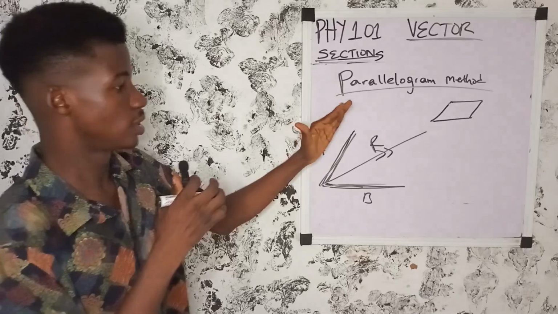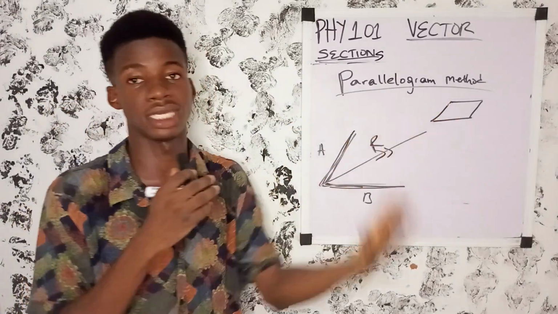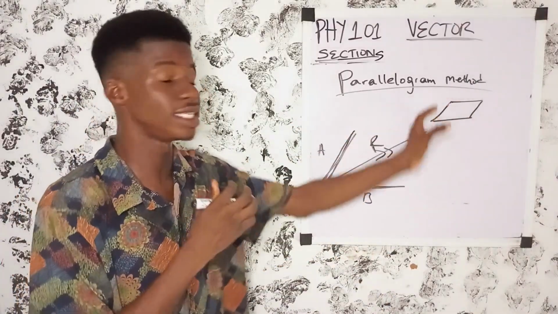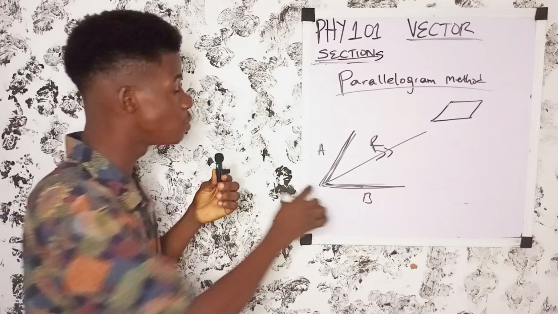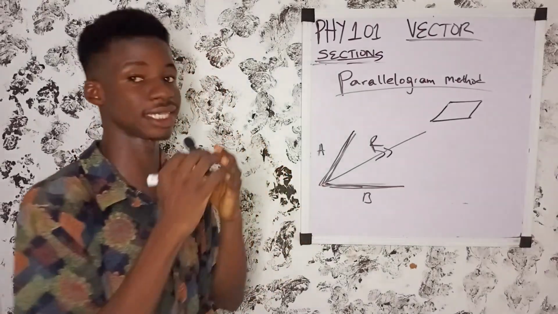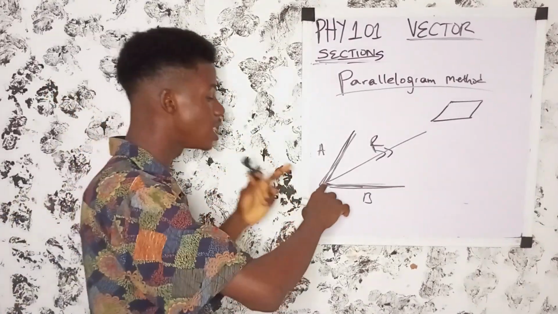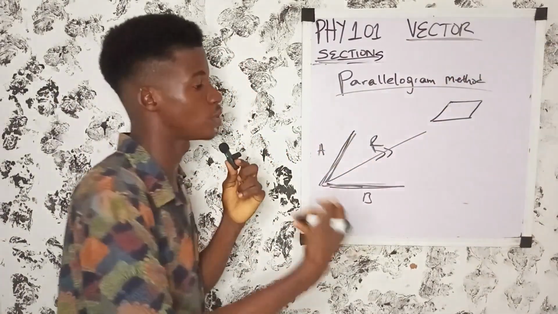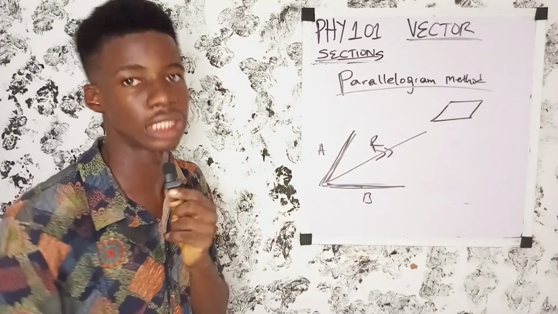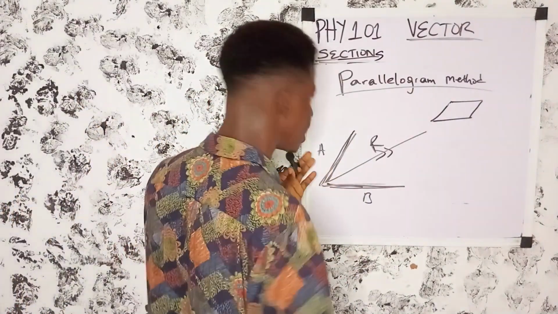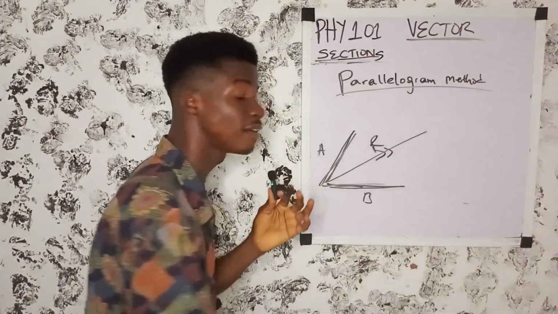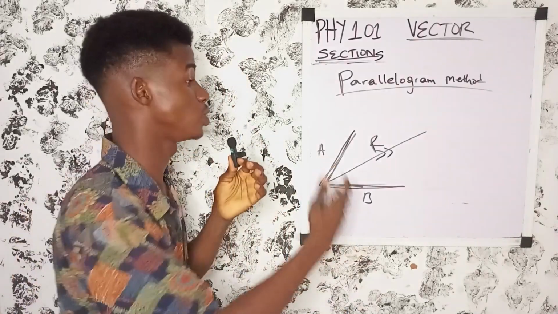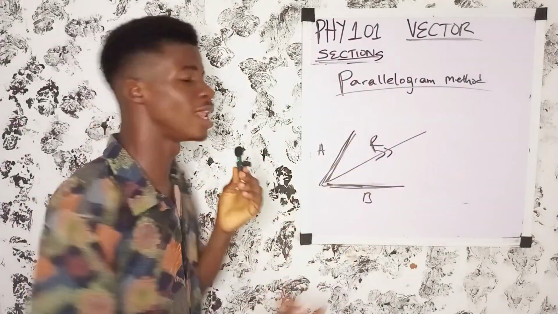The two vectors represent the sides of the parallelogram. Then from where these two vectors intersect, from where they meet, the line drawn from that point represents the resultant vector. Remember, I told you the meaning of resultant vector. Resultant vector means total vector. Adding these two together gives us the total vector. So this is the parallelogram law.